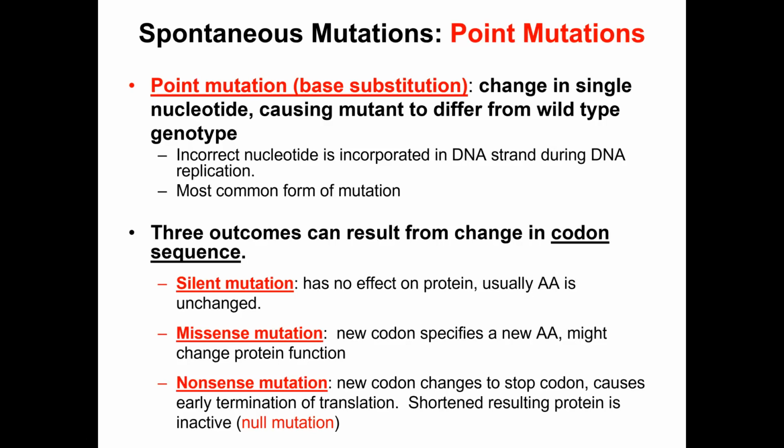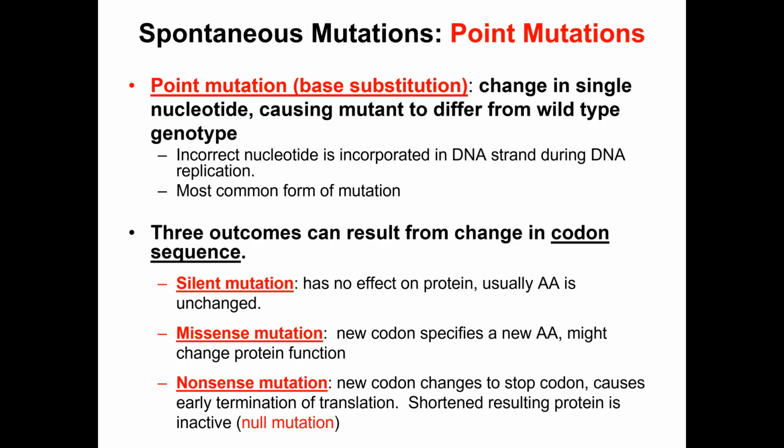All right, so there are two major mistakes that DNA polymerase can and will make. One is point mutations, the other is frame shifts. DNA polymerase is going to make a point mutation the vast majority of the time. This is its most common mistake. So, this is how it works.